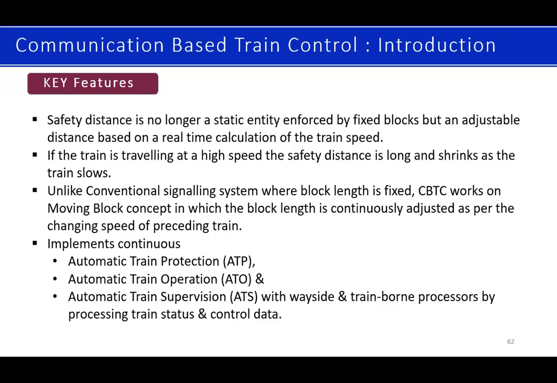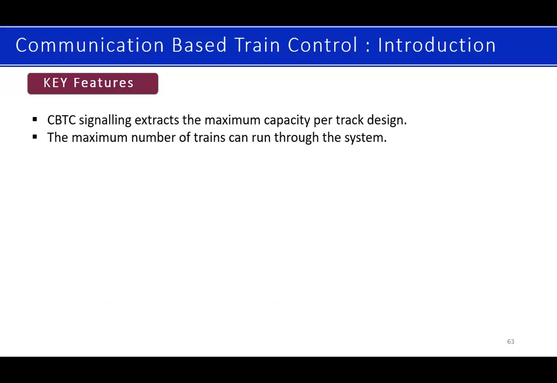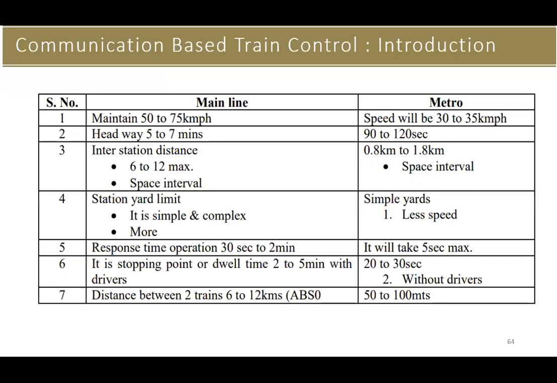The next one, please. CBTC signaling extracts the maximum capacity for track design, which is not possible manually. And a maximum number of trains can run through the system very safely. Now, these are some of the extracts of the difference between surface rail and metro rail.